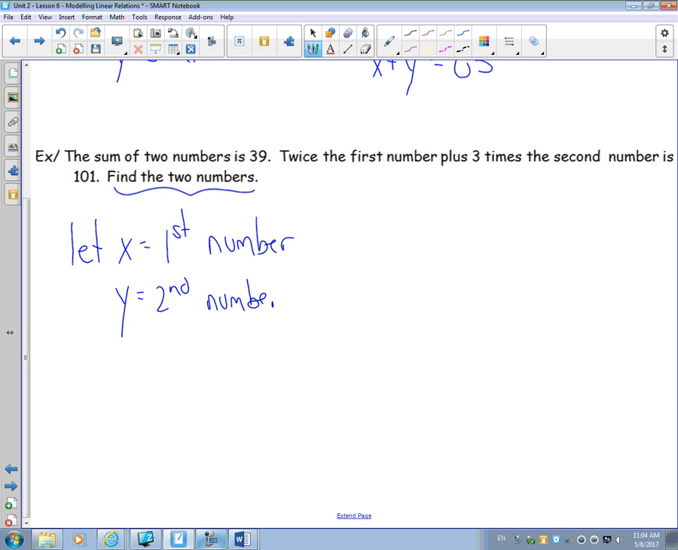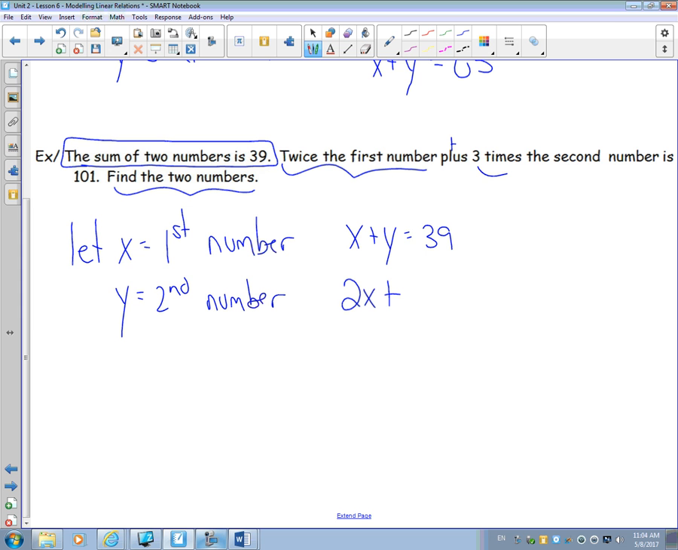What do I know about them? Well, I know right off the bat the sum is 39. If I add them together, I'll get 39. That's not too bad. I also know twice the first number, so 2x, plus 3 times the second, 3y, is, here's my equal sign, 101. Oh, I've got two equations. And again, I don't want to solve it, just set them up.